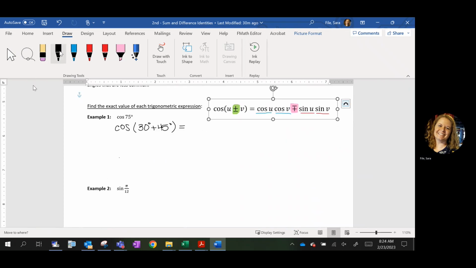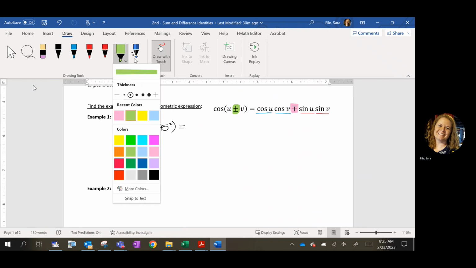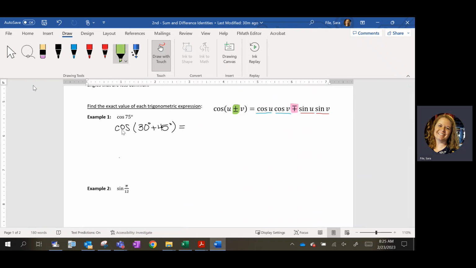We go. All right. So we can see that this is a plus when it's written. So this is a cosine sum formula. Cosine sum identity. Cosine sum formula. So cosine sum identity is what I'm going to use, which I'm going to take cosine of each of the angles.